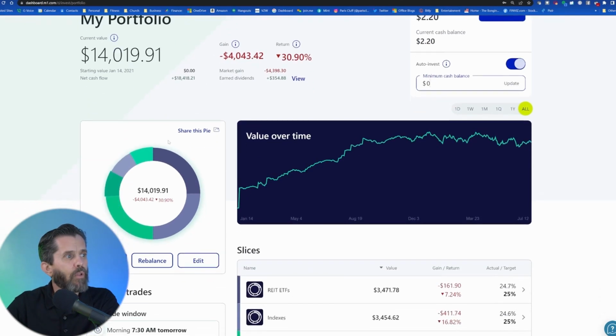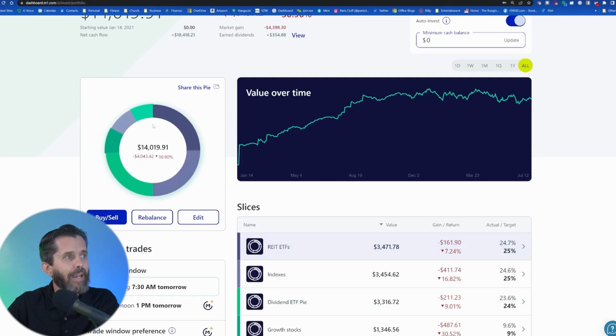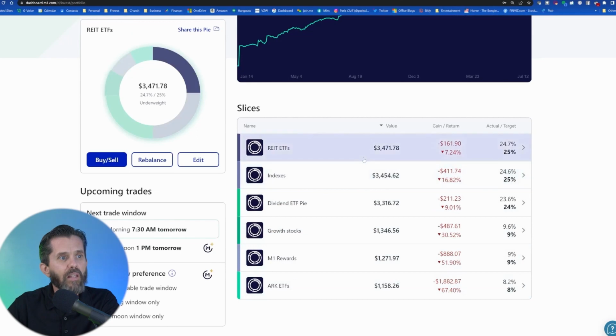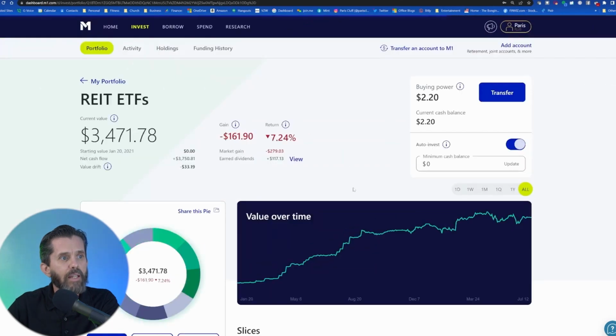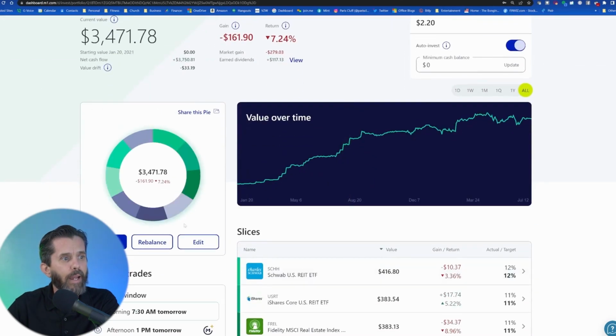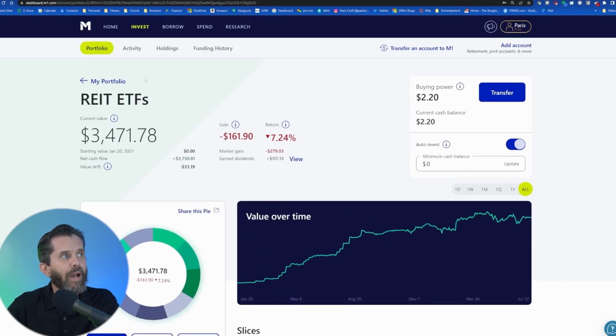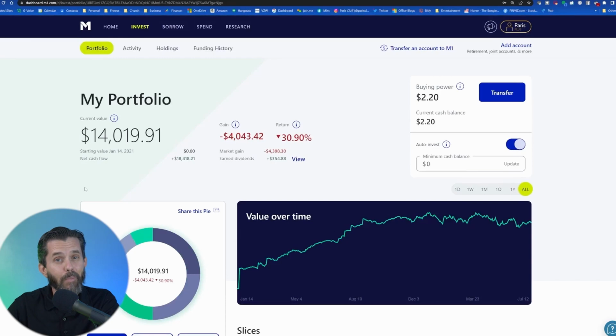So this is my portfolio. M1 Finance has pies, and each pie has a slice. And then each one of these slices actually breaks down. Let me show you. These slices will break down into their own pie. And then you can have slices here. So M1 Finance deals with pies and slices. It sounds pretty yummy, doesn't it?